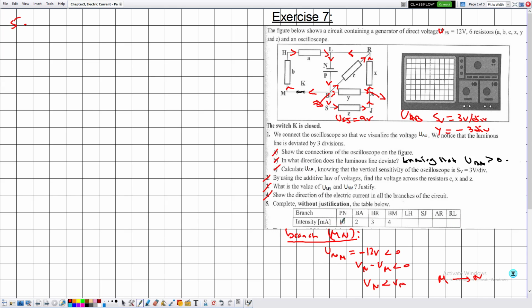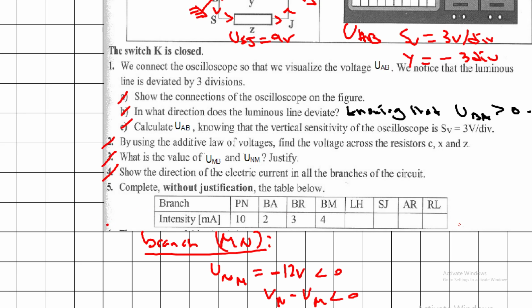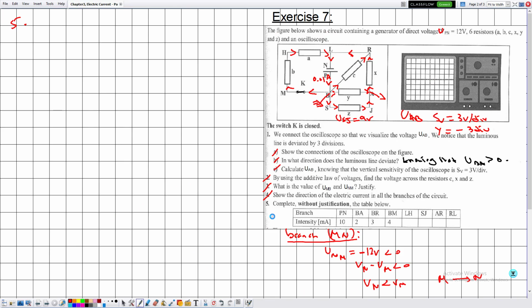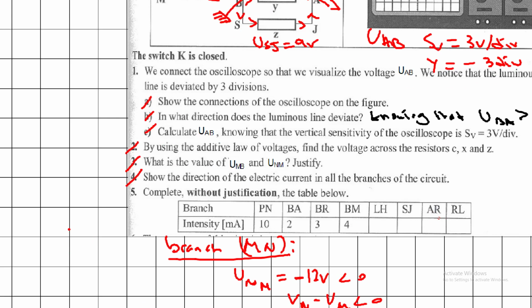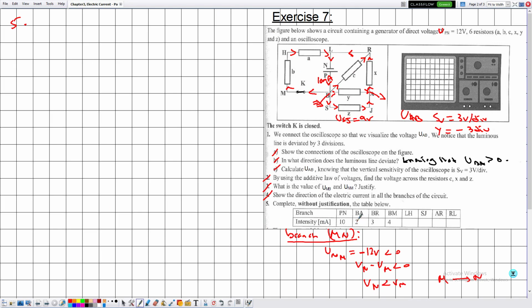So in the branch PN, the value of the current is given by 10 milliamps, which is 0.01 amperes. Let me leave the value of the currents in amperes. So this is 10 milliamps. Knowing that milliamps is not an SI unit of current, in order to convert from milliamps to amps, we divide by 1000.